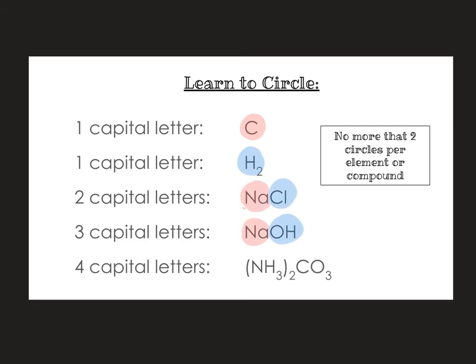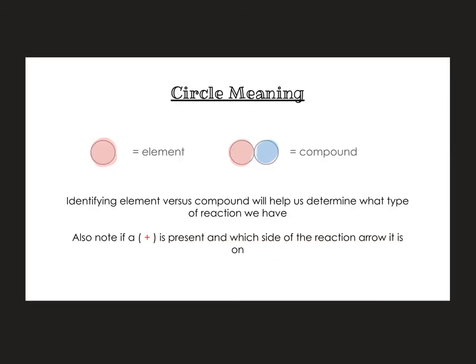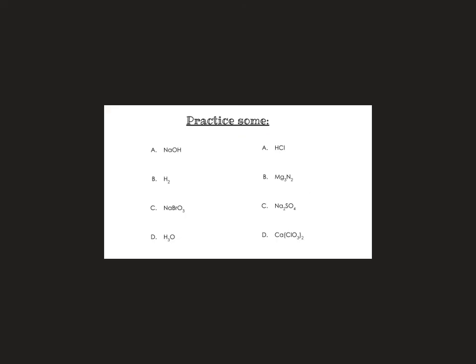Notice how I use 2 different colors to help me differentiate. Notice how when I have a polyatomic, I circle it as if it is 1 atom. You'll see that in the 3 capital letters and the 4 capital letters. When you have only one color, you have an element. When you have 2 circles or 2 colors, you have a compound. This is going to help us decide what type of reaction we have. Another thing to note is if a plus sign is present and which side of the reaction arrow it is on.